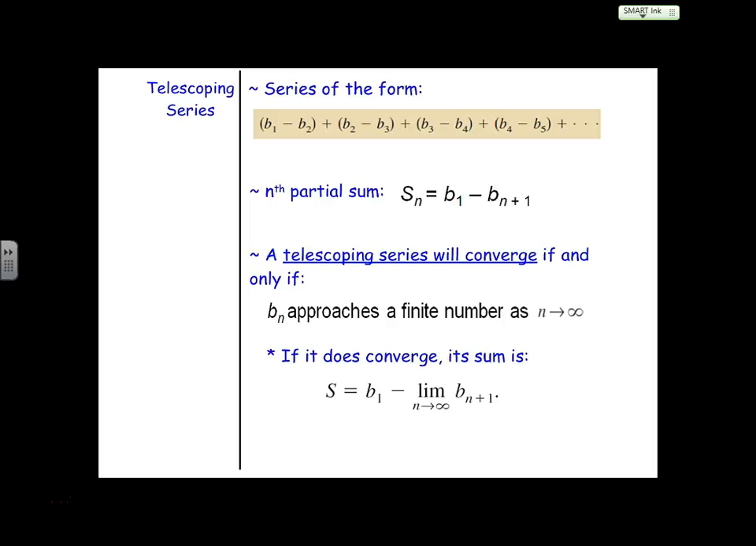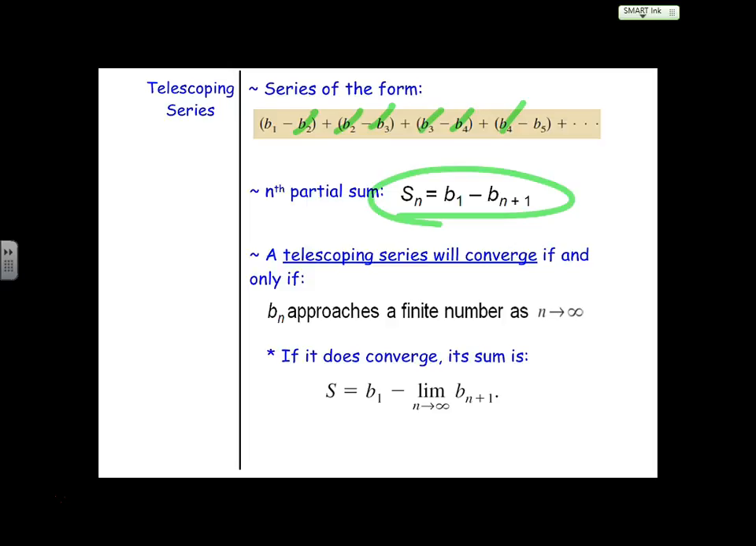If we were to start putting these partial sums together, what would you guys notice? With B2, what happens? What else is going to cancel out? So for the first partial sum, it would just be B1 minus B2. Second partial sum would be B1 minus B3. Third partial sum would be B1 minus B4. Fourth partial sum, B1 minus B5. Do you guys see why they're saying the nth partial sum is B1 minus B sub n plus 1? Wherever we are, that term is going to cancel, and the next term is going to be the only thing remaining.